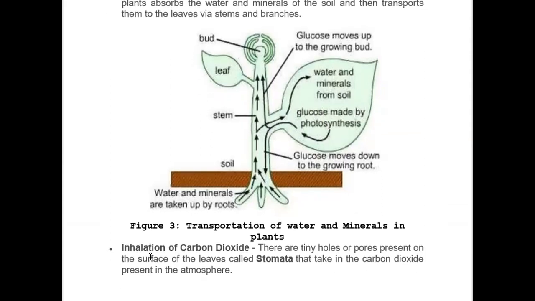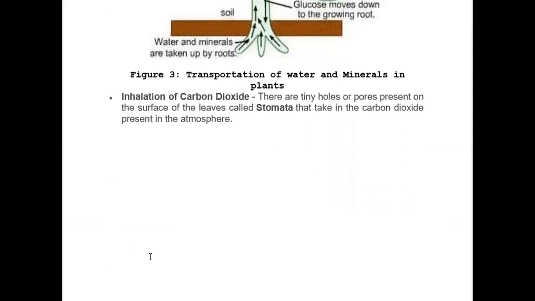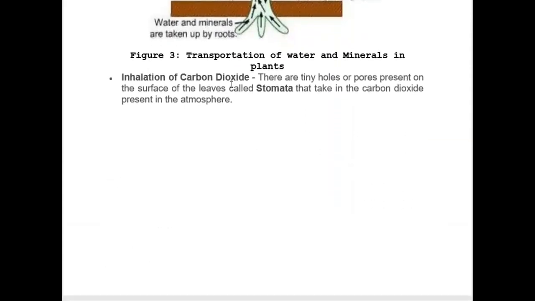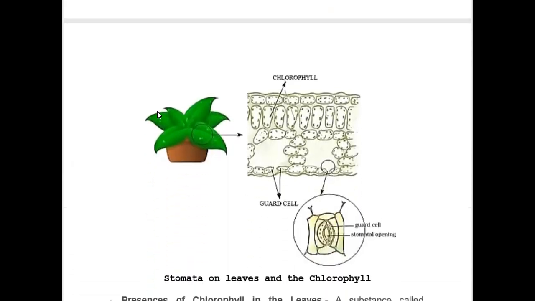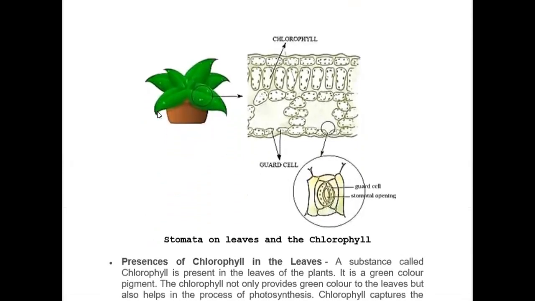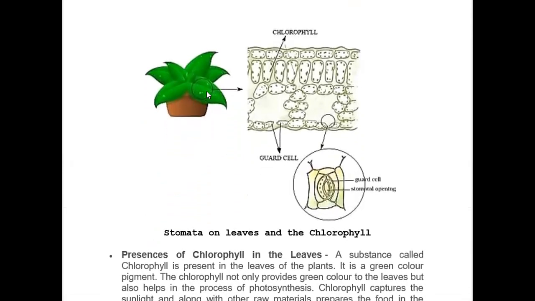Now, coming to inhalation of carbon dioxide. So, there are tiny holes or pores present on the surface of leaves called stomata that take in the carbon dioxide present in the atmosphere. So, kids, there is presence of very, very small or very tiny structures on the surface of leaf which we cannot see with our naked eyes.